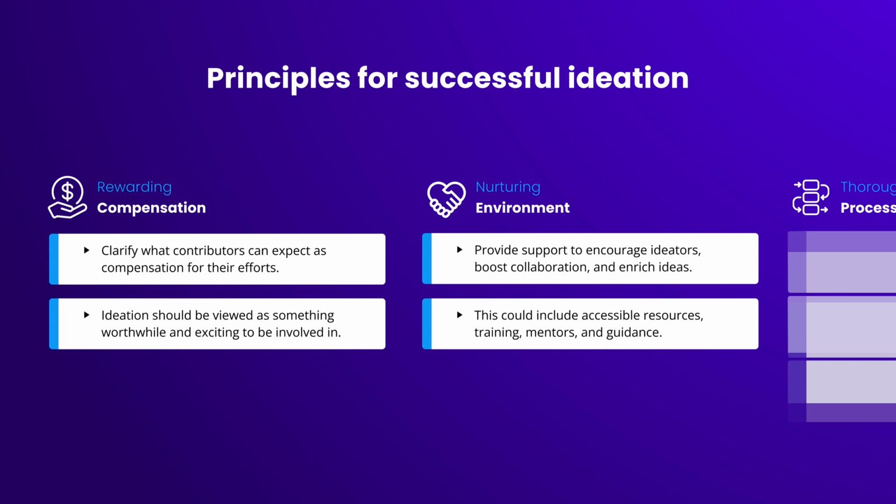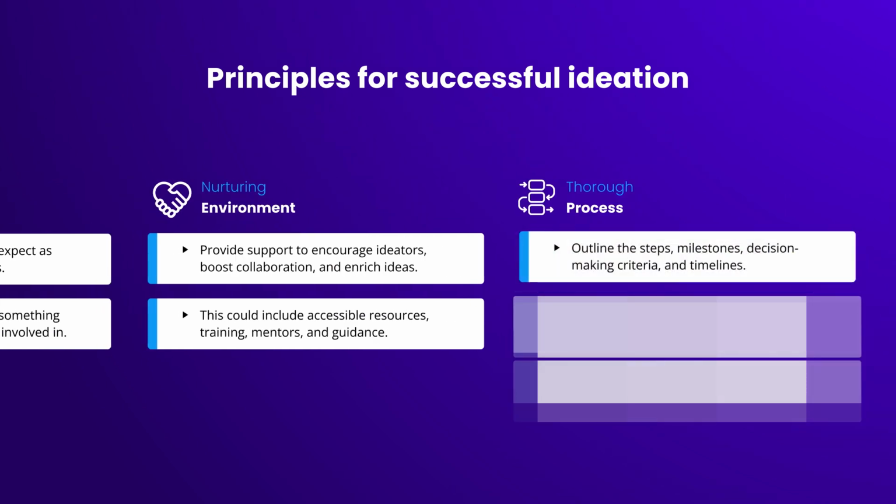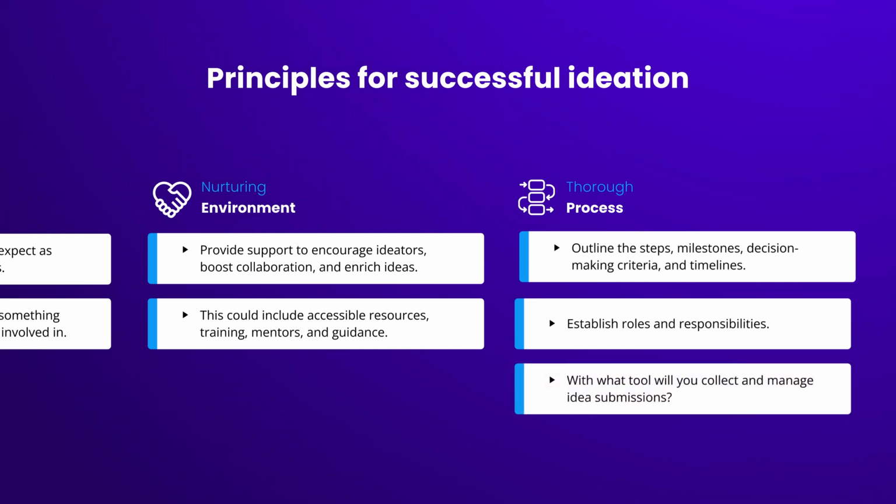Lastly, Principle 6, a thorough process. A well-defined process will ensure that ideas flow smoothly and efficiently towards implementation. Outline the steps, milestones, and decision-making criteria and timelines. Establish roles and responsibilities. Who is communicating what? Who is responsible for enriching and evaluating the ideas and deciding which ones move forward? Through what channel and with what tool will you collect and manage idea submissions, and in what format? Will ideation follow a traditional idea funnel, stage gate, or design thinking process?